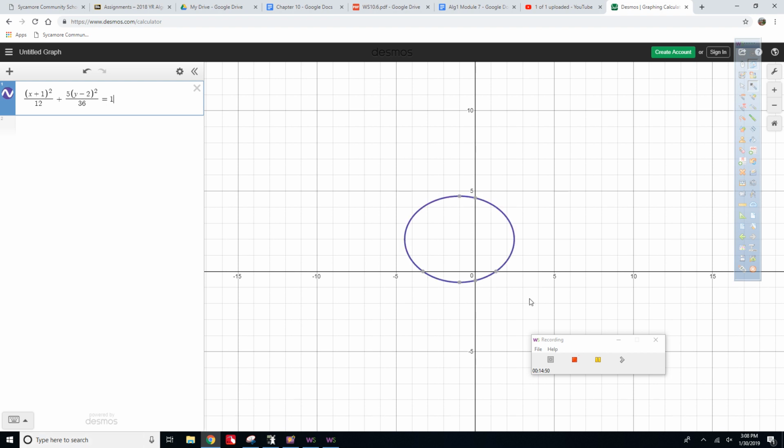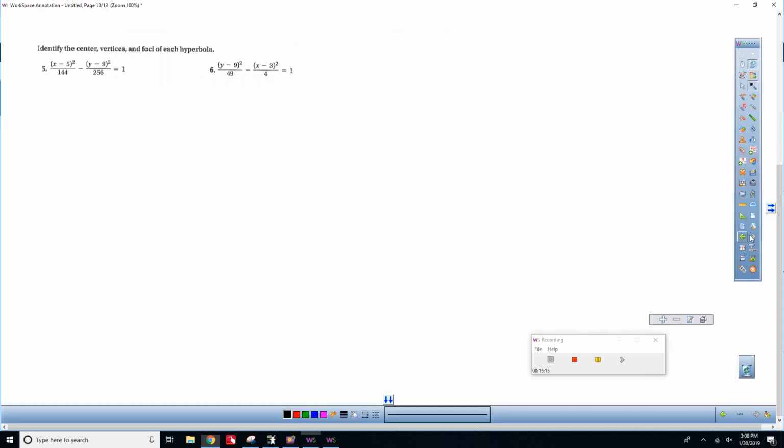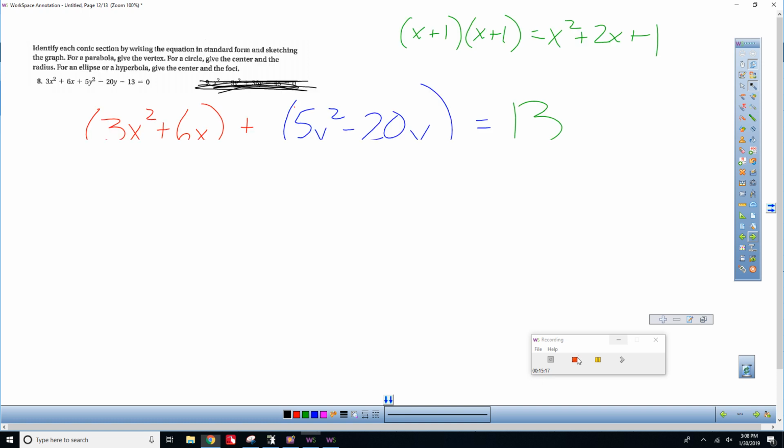An ellipse, it's moved left 1 and up some. It has a semi-major axis of 12, I think. No, radical 12. And it has a major axis of radical 12, a minor axis of radical 5/36. But it is indeed the exact same thing that we figured out by completing the square.